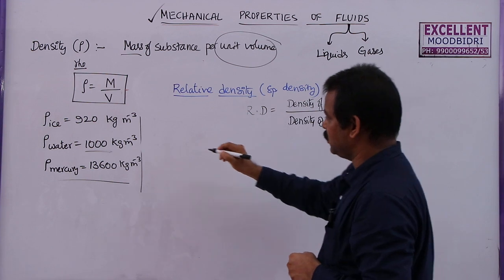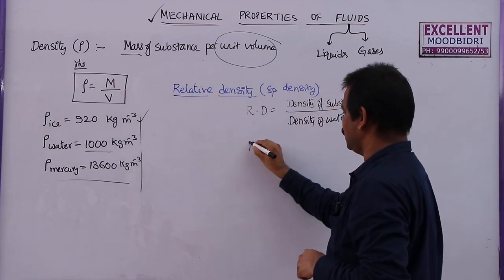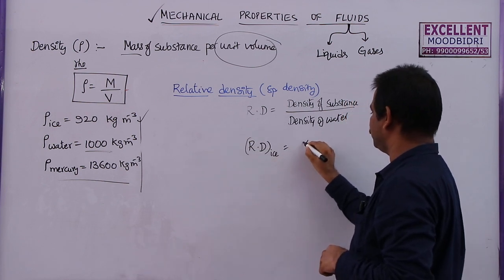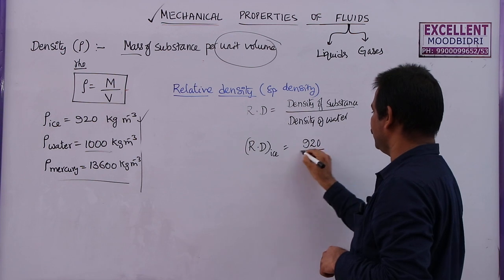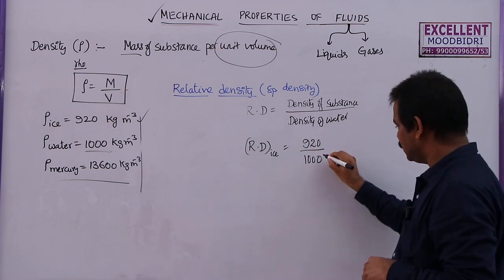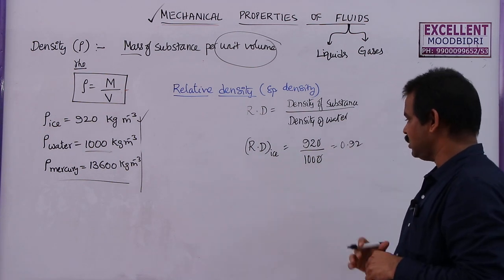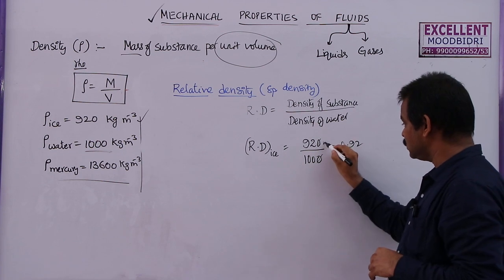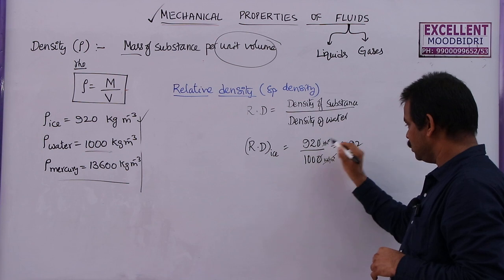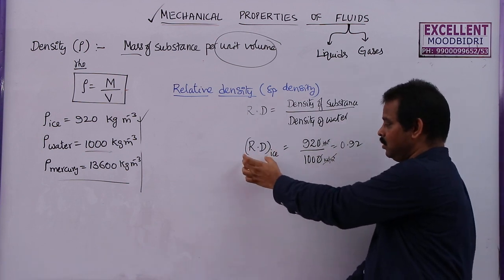Now let me take this ice. What is the relative density of ice? The relative density of ice is given by the density of the substance, that is ice, by the density of water, that is 1000. Now cancel these two, this will become 0.92. There is no unit because this is kg per meter cube and this is also kg per meter cube. These two get cancelled. So all these relative values will not have any units.